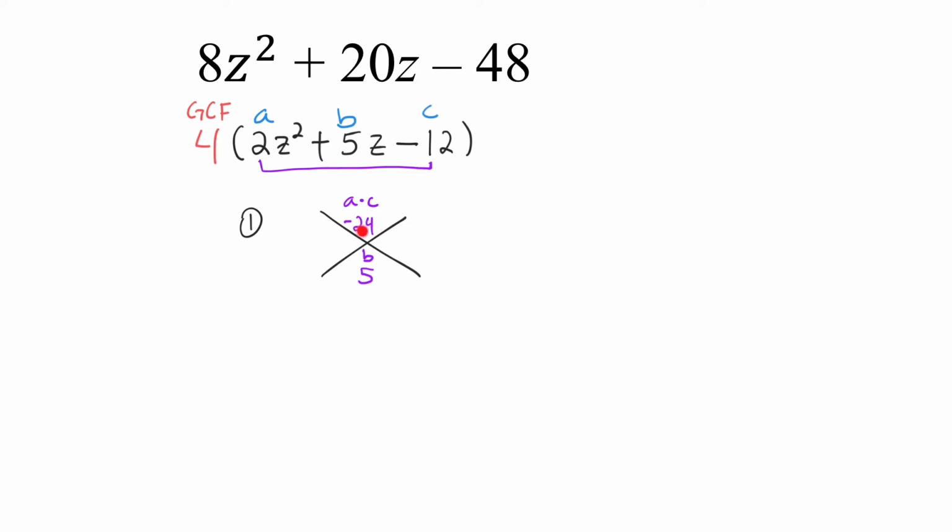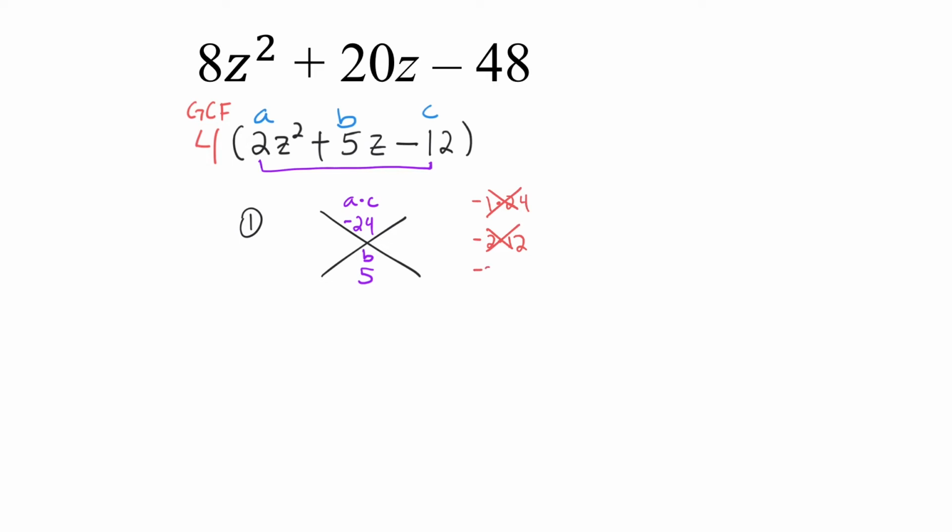If this number is negative, well, one of them has to be negative, one factor, and whatever the sign of this B value is, the biggest number will have that same sign. So I know that negative 1 times 24 is negative 24, but that's not going to give me 5. They do not combine, add or subtract to positive 5. I know that negative 2 times 12 is negative 24, but it's not going to give me a positive 5.